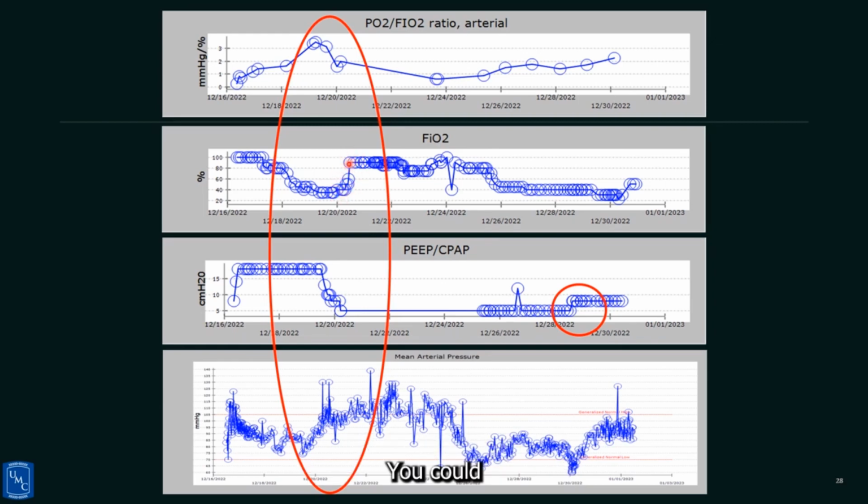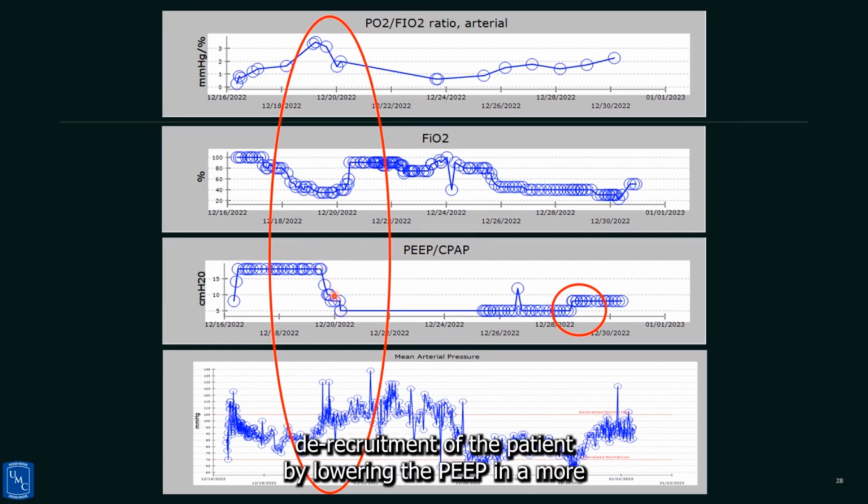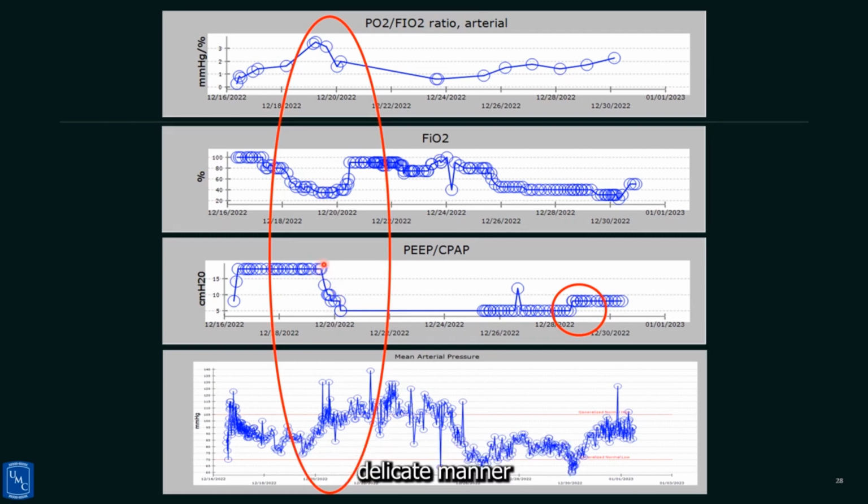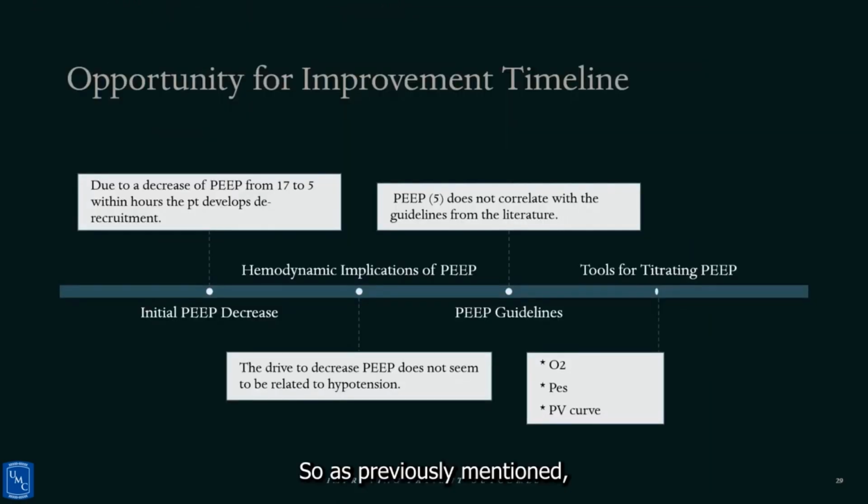You could say that maybe a less aggressive de-recruitment of the patient by lowering the PEEP in a more delicate manner could potentially prevent this problem. So as previously mentioned, there was a quick decrease in PEEP from 17 all the way down to 5 centimeters of water. That can be an opportunity to improve. If we need to lower the PEEP, maybe we can do it in a more stepwise manner.